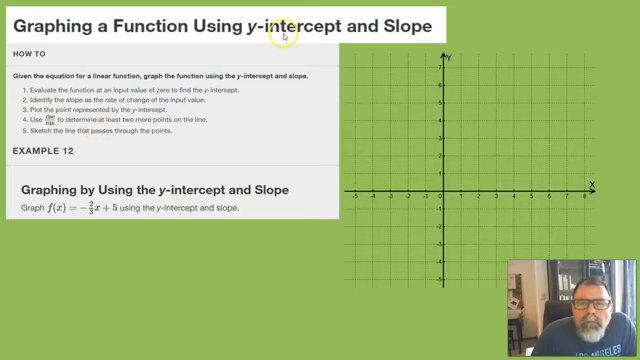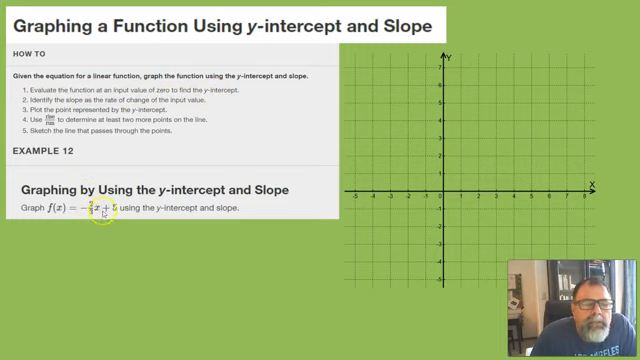Graphing a function using y-intercept and slope. So this is the most common way to graph a line, right? You could do the technique we just talked about, plotting points. But if it's a linear equation, you have it in slope-intercept form, this is the quickest way to graph a line once you understand it. So the technique is you evaluate the function at an input value of 0 to find the y-intercept.